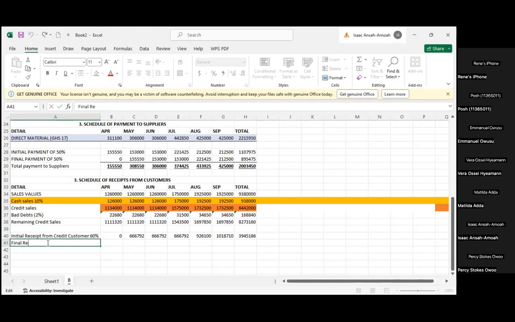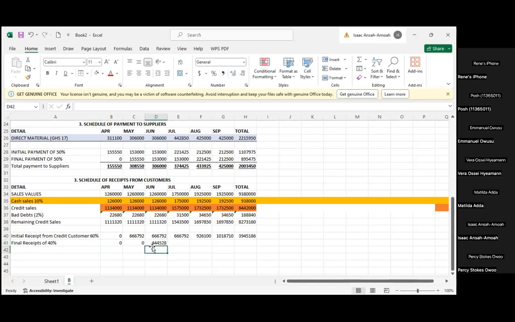Okay. So the final receipt of 40%. Okay. So when is that received? In 2 months. Here is 0. So it means it comes under June. So this is equal to 0.4 times. So we come back to this figure. Right.